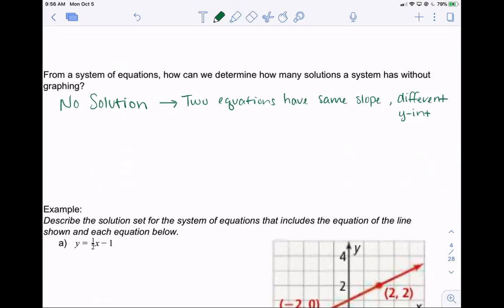Because if they had the same slope and the same y-intercept, it would be what? All real numbers, infinitely many, because they're the same line. Same slope and same y-intercept.